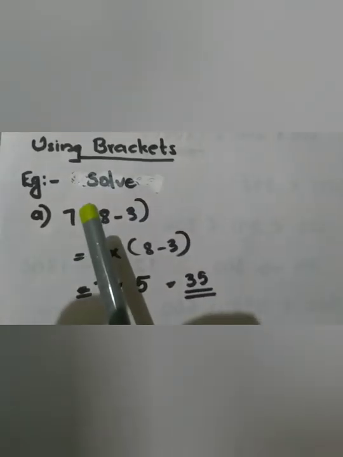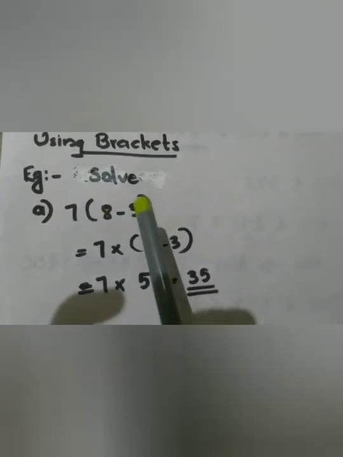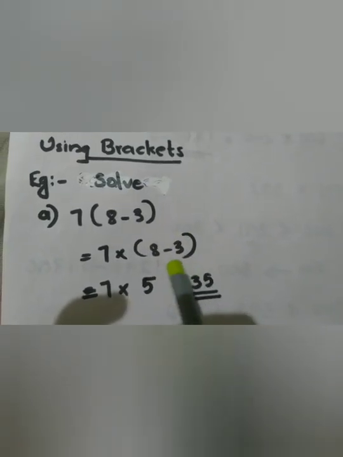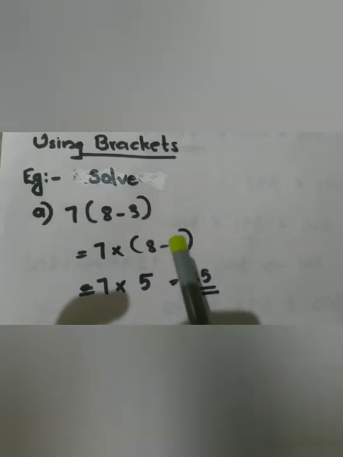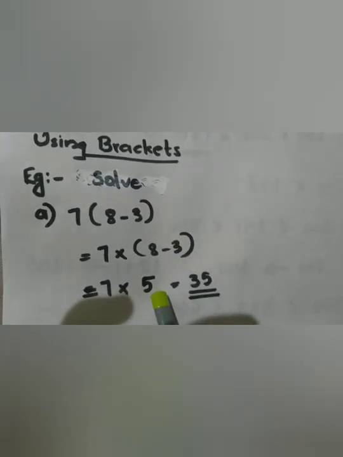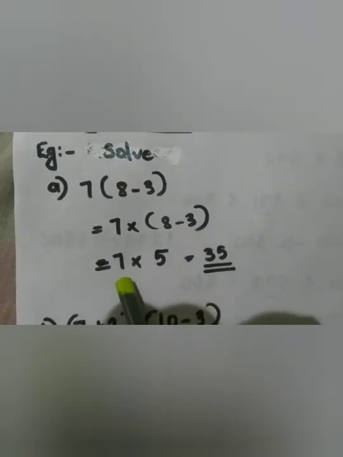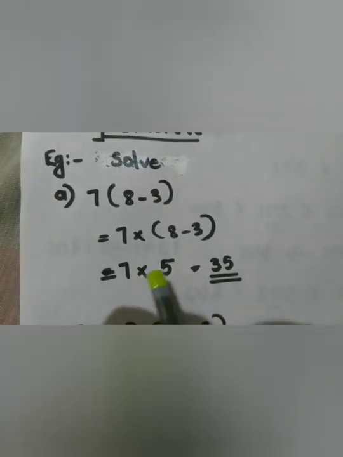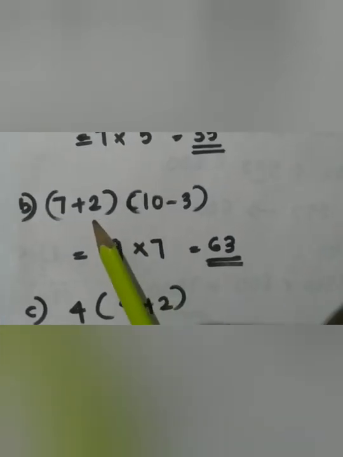So when you get a bracket in the question, you have to simplify the bracket first. What is given inside the bracket should be simplified first. So what is given in the bracket? 8 minus 3. What is 8 minus 3? 5. Then do the rest of the operation. What is that? 7 into 5. What is 7 into 5? 35.